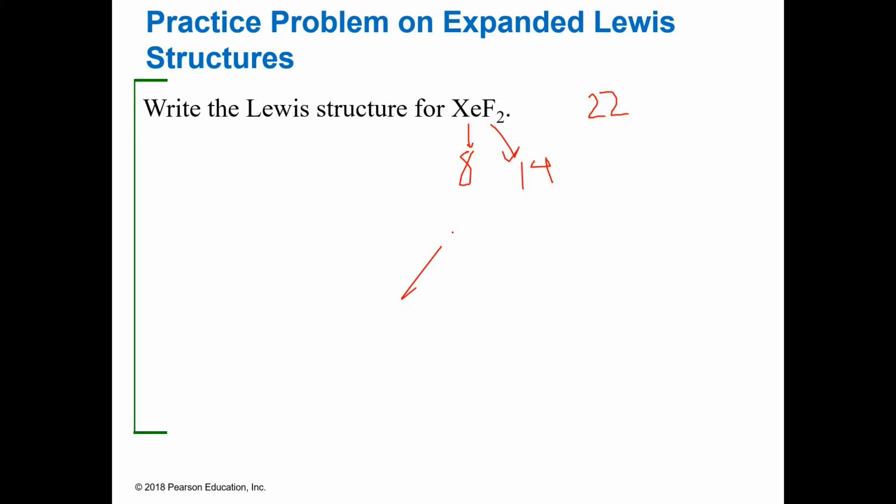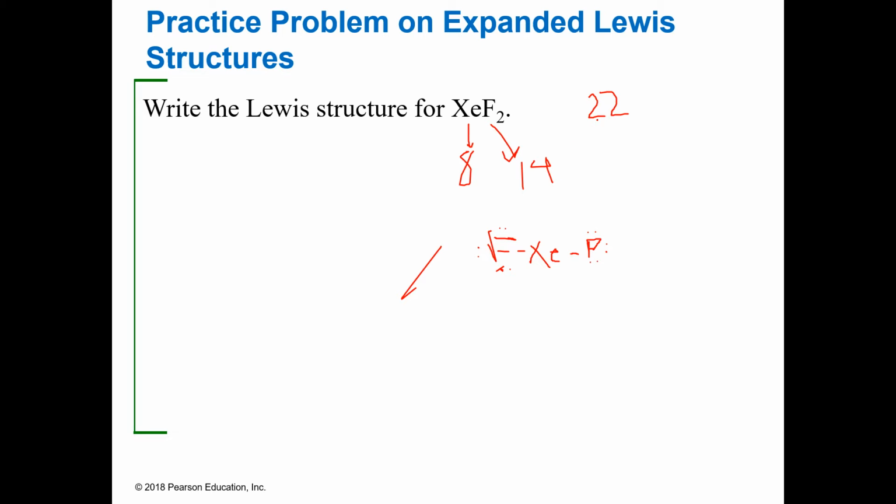Xenon is going to be my central atom, and we're going to have fluorine on each side. The same rule applies: we're going to put 8 electrons around each of our surrounding atoms. So I'm going to do 2, 4, 6, 8. So I've used 16.